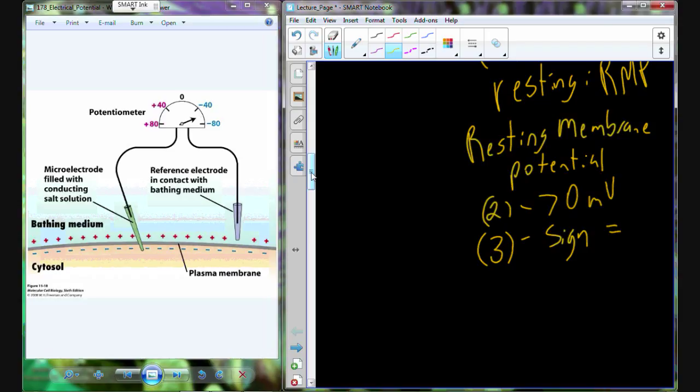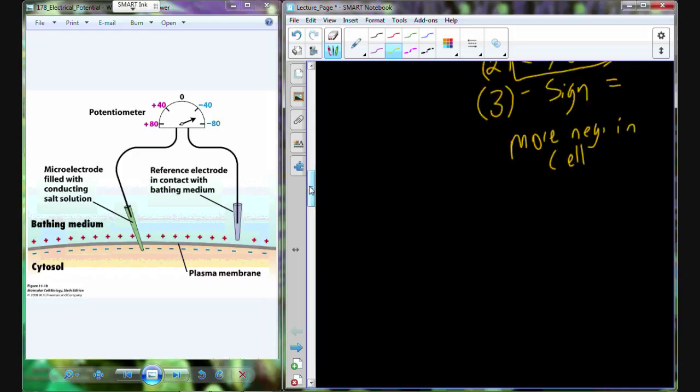Whenever we evaluate voltage potentials inside of cells, we always take the voltage in reference to the intracellular fluid. And the intracellular fluid is always more negative. So the negative sign just represents that the cell at rest is more negative in the intracellular fluid. Okay, we have to maintain minus 70 millivolts. So how are we actually going to maintain minus 70 millivolts in our neurons?